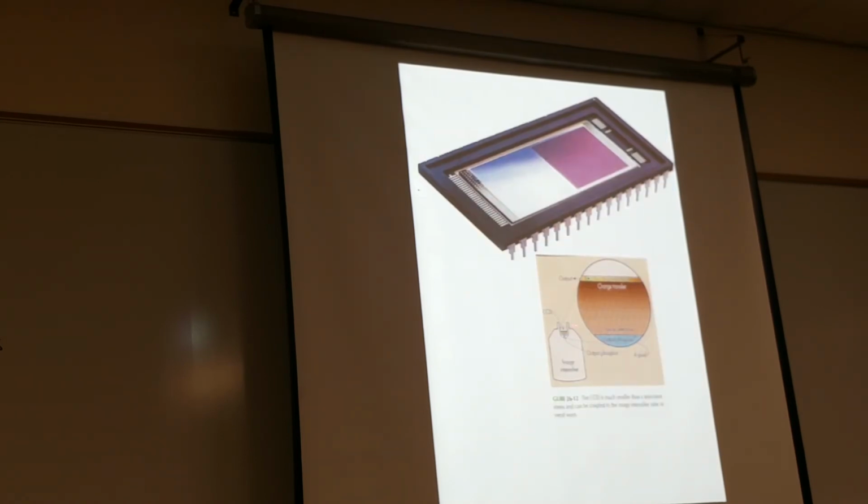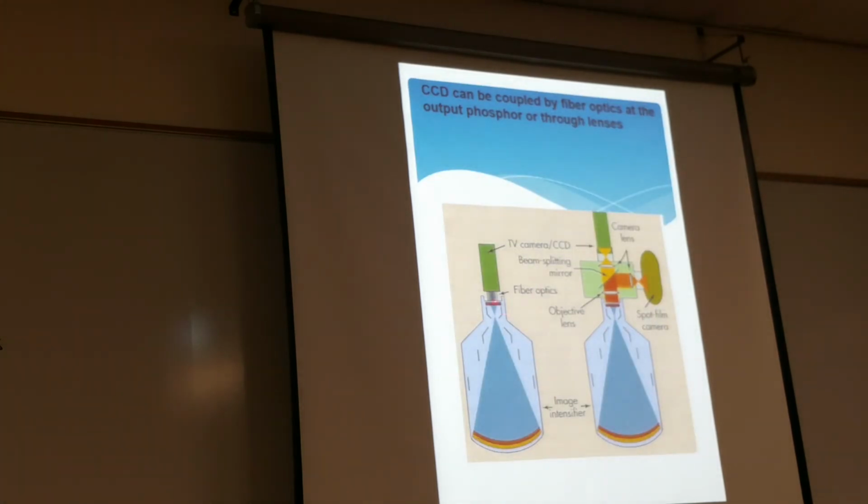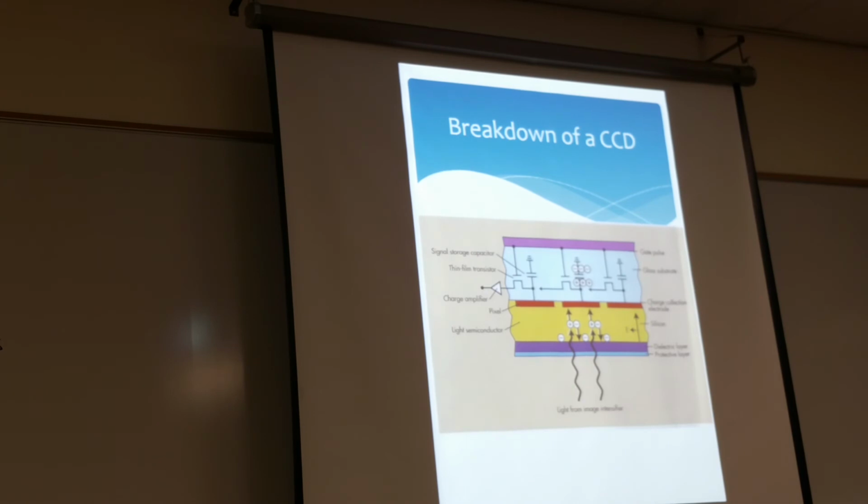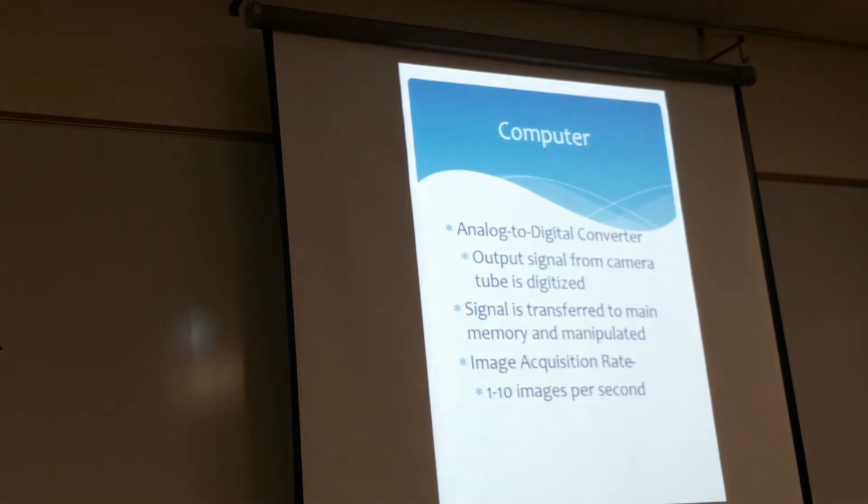This is what a CCD looks like, and it will be attached somehow to the output phosphor. So here is the fiber optics. This is to a TV camera tube, but it would be to a CCD. And here are the objective lenses that it can be connected to. Again, this is a camera lens, but it could also be a CCD. So either way, here's a CCD with fiber optics. Here's a breakdown of it. Look at that. Don't ask any questions. Okay, computer.